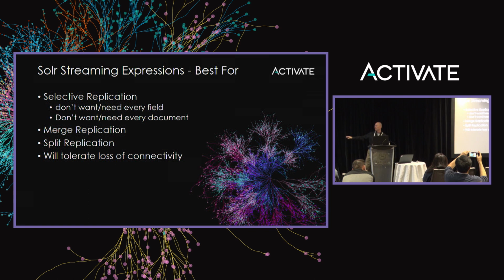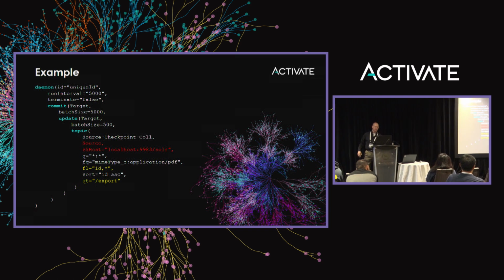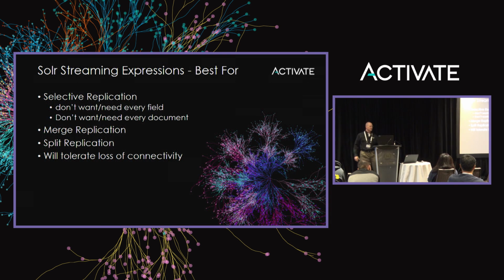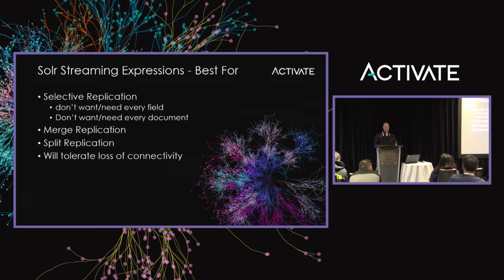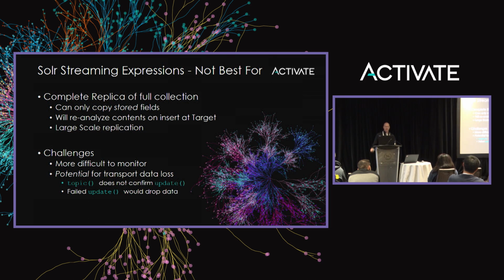With this, you have the ability with the field list to say, you know what, I only want fields A, B, and C, or where certain criteria are met. So this is good for selective replication, merge replication, split replication, if you want to be selective about what you're moving and where you're putting it. And you can set up 10 of these to pick up different sections of the content and move them to different places for whatever reason you might have. It is batch oriented, so it will also tolerate a loss of connectivity, and it'll just catch up once connectivity is restored.